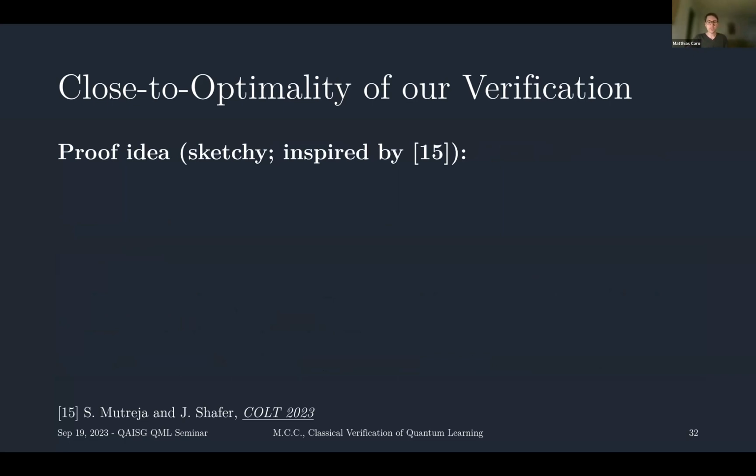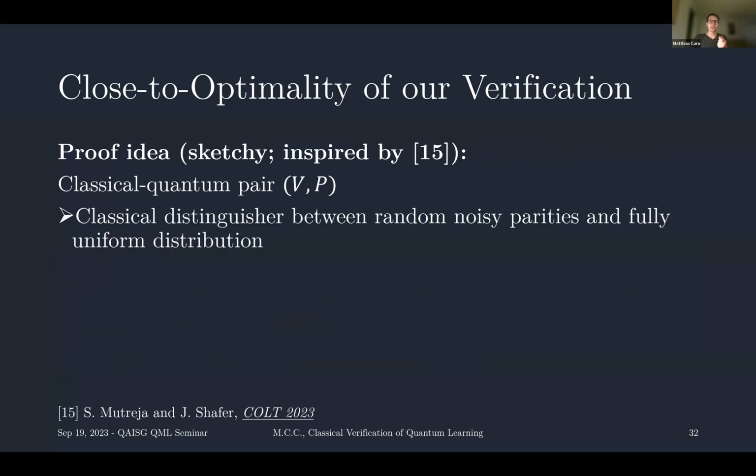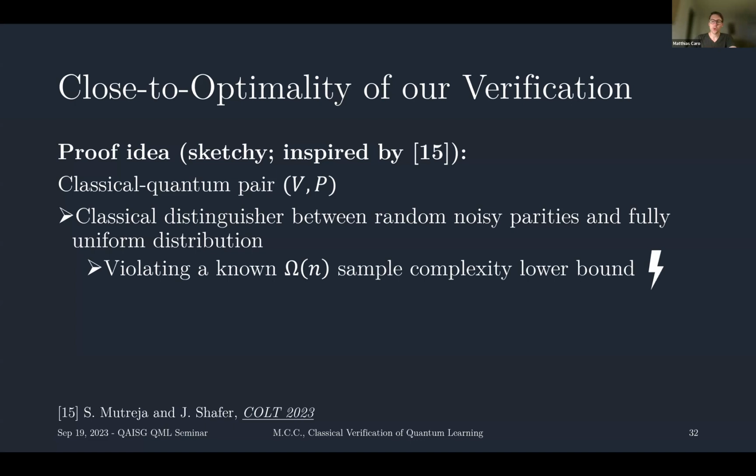And this is actually not originally our idea. This is inspired by a paper by Matthias and Schaffer that appeared in CALT. So roughly, the idea is the following. You take the classical quantum pair of verifier and prover. You use that to build a classical distinguisher between random noisy parities and the fully uniform distribution. And then you say, well, we know that this distinguishing problem cannot be solved with fewer than omega of n samples. And then you have a proof by contradiction that you cannot at the same time have the classical verifier with sublinear sample complexity and this known lower bound.